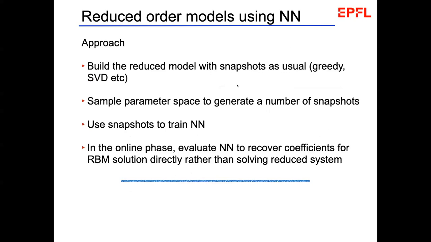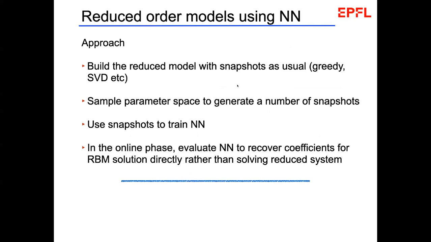We built the reduced order model exactly as we would do in a standard way, by taking snapshots or using a greedy approach, doing SVD. This gives you the vector space V, and then you sample parameter space to generate another set of snapshots. This is the training data. Use this for training the neural net. And then in the online phase, there's no projected problem. You simply evaluate the neural net to evaluate the nonlinear problem.